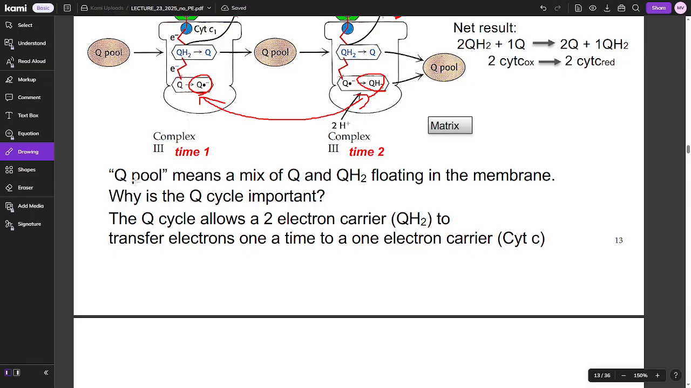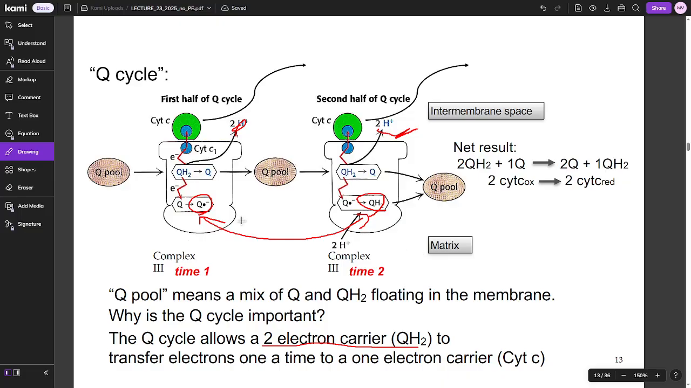So why is the Q cycle important? It's important because it allows 2 different QH2s to transfer electrons one at a time to the electron carrier, right? So you saw here, this is one QH2 that's doing the donation, and then there's a second QH2 that's coming in. So basically there's 2 QH2s that go in, and they each donate 1 electron, and then they provide their other electron to this radical, right, to make another QH2. So every 2 QH2s makes 1 fully reduced cytochrome C.